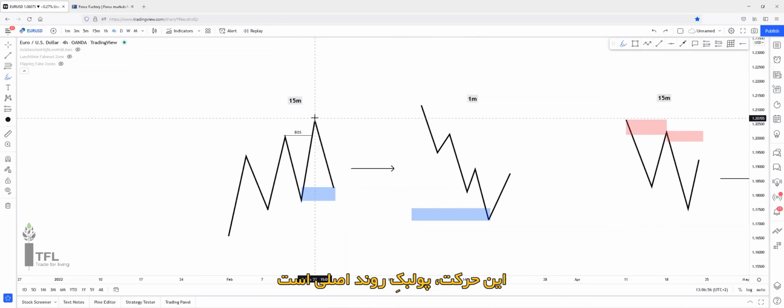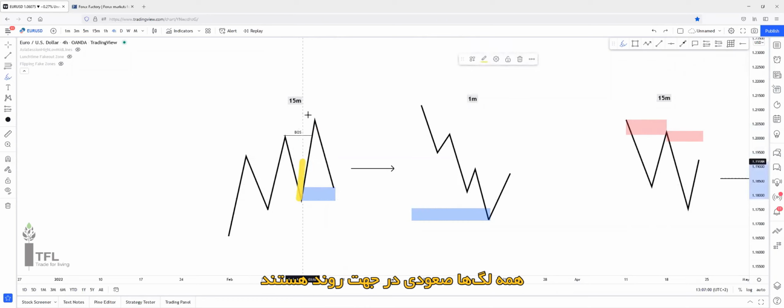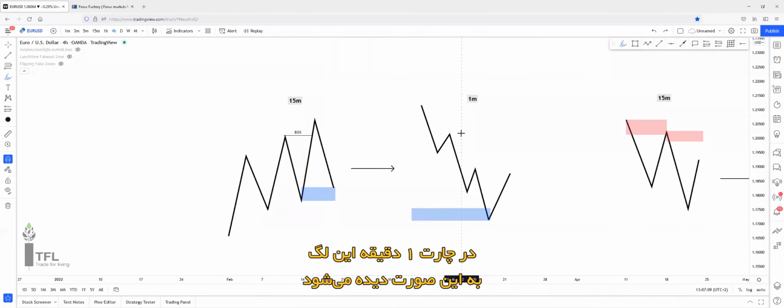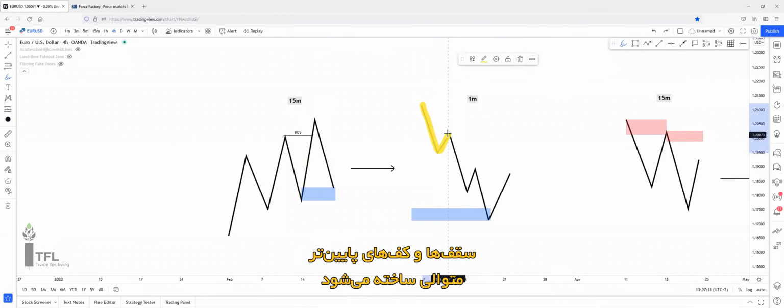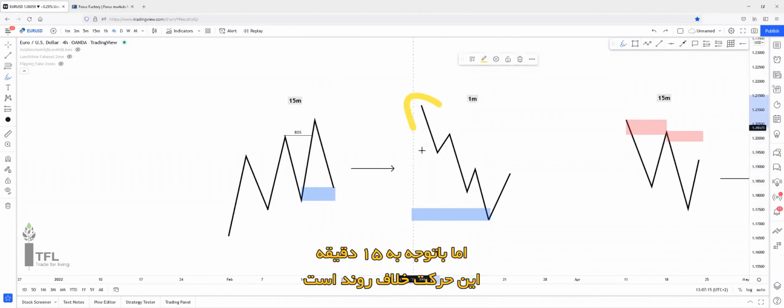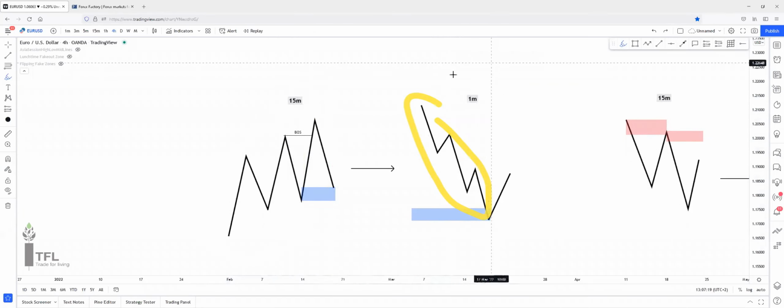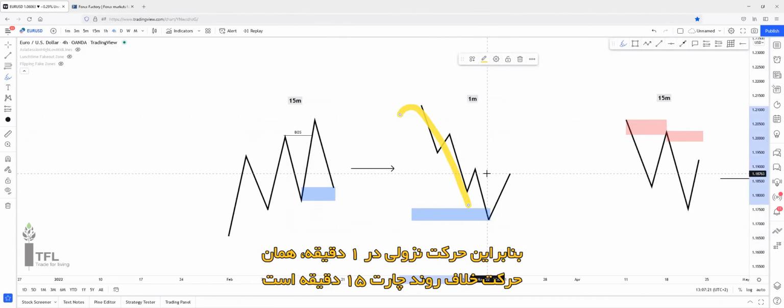This movement on the 15-minute chart is a pullback of the main trend, right? So this is the main trend. All of the up legs are the main trend movements. All of the down legs are the counter trend movements. On the 1-minute chart, this leg will look like this, right? Creating a series of lower lows, lower highs, lower lows, lower highs. But this is a counter trend movement according to the 15-minute chart because our 15-minute trend is bullish. So the 1-minute downside movement will be a counter trend of the 15-minute chart.